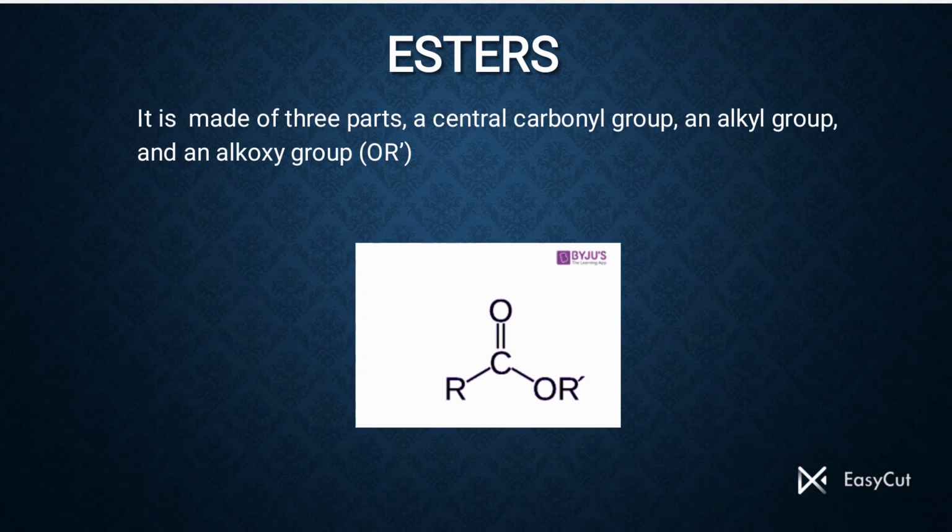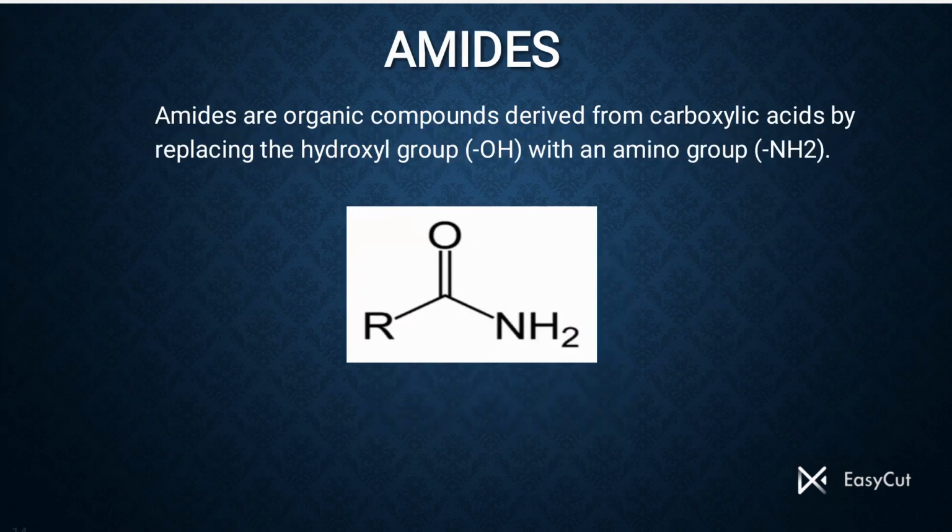Let's look at amides. All these that I've mentioned are organic compounds. Amides are organic compounds derived from a carboxylic acid by replacing the hydroxyl group, which is the OH, with an amino group. So the OH in the carboxylic acid, COOH, is replaced with an amino group to get our amides. You can see the structure below.